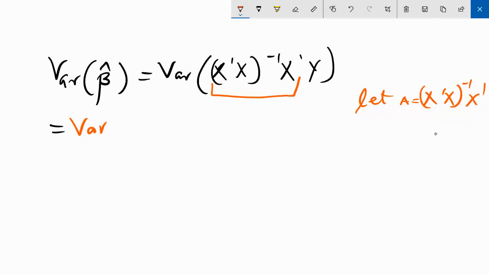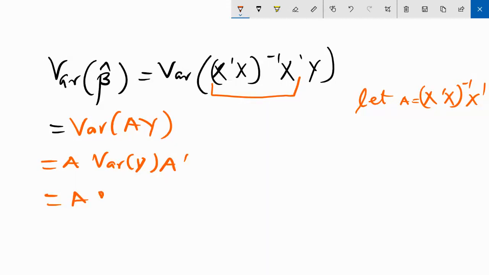And then we'll have A, the var of Y, and then you say A prime. You know the var of Y is sigma squared identity I, so you just say A, sigma squared I, A prime, A transpose.